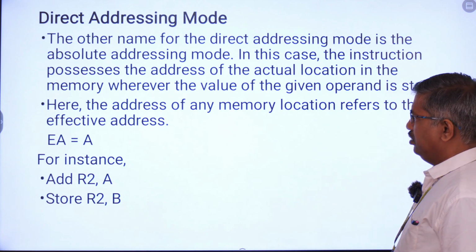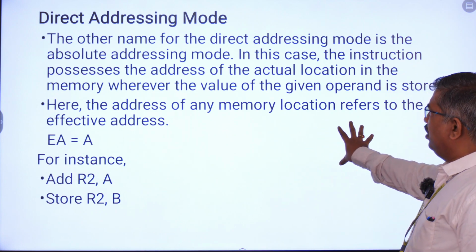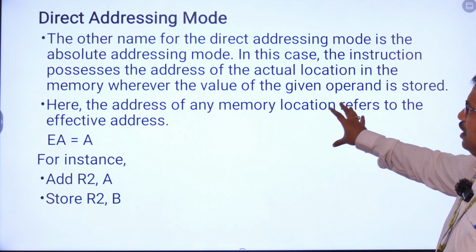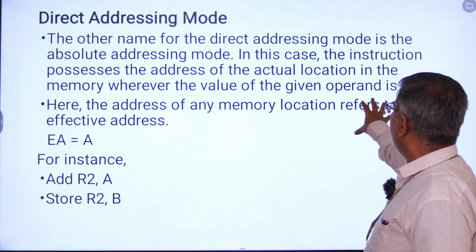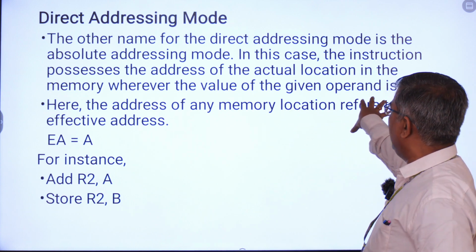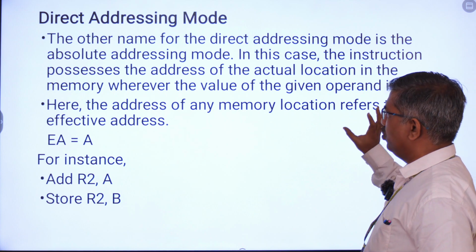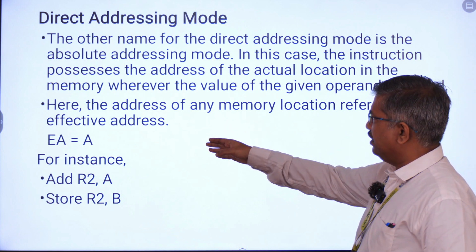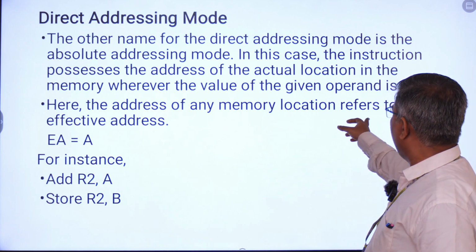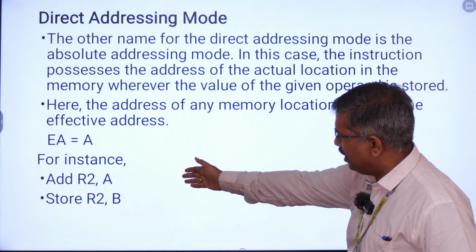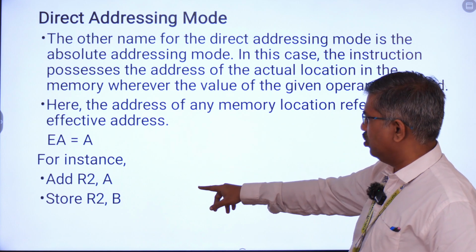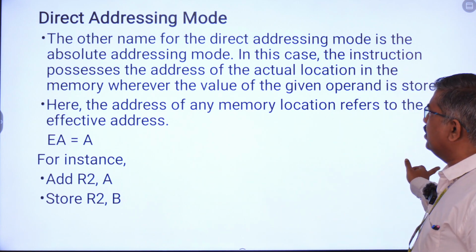Direct addressing mode. The other name for the direct addressing mode is the absolute addressing mode. In this case, the instruction possesses the address of the actual location in memory where the value of the given operand is stored. Here the effective address is any memory location. For instance, we can see the example add R2, A, store R2, B.